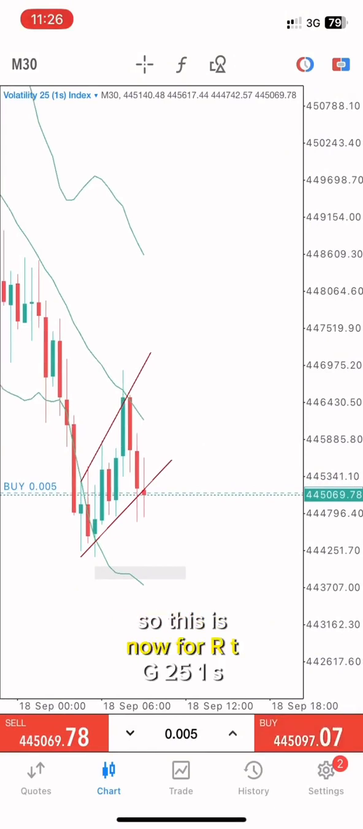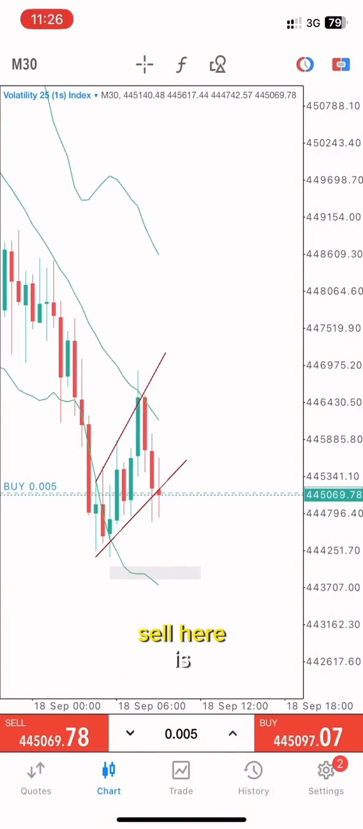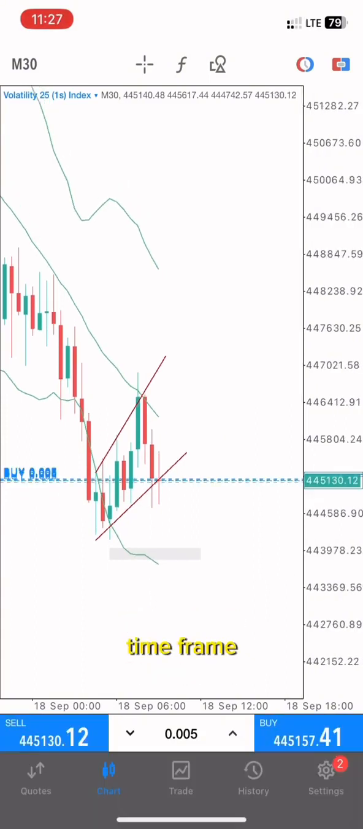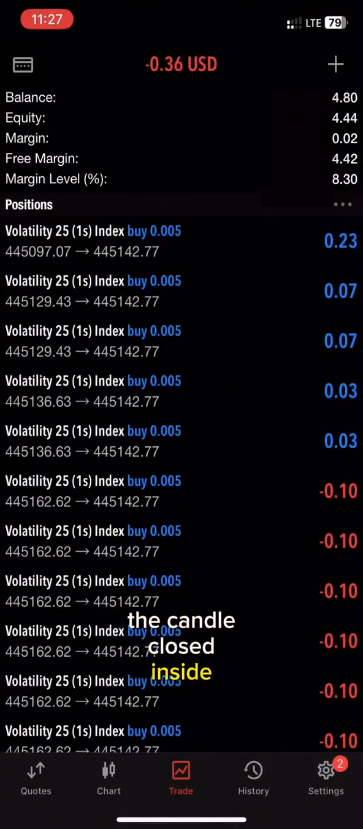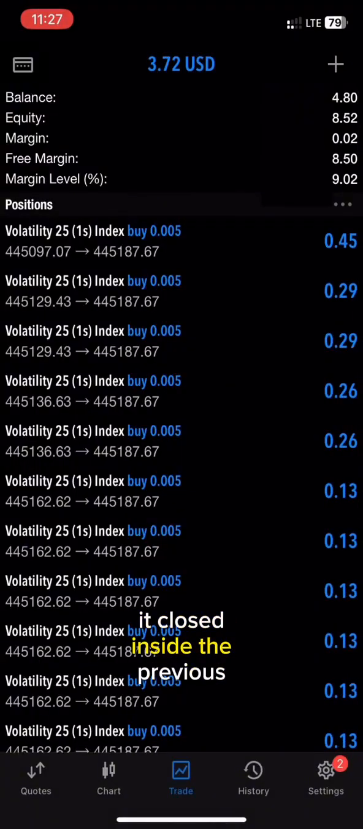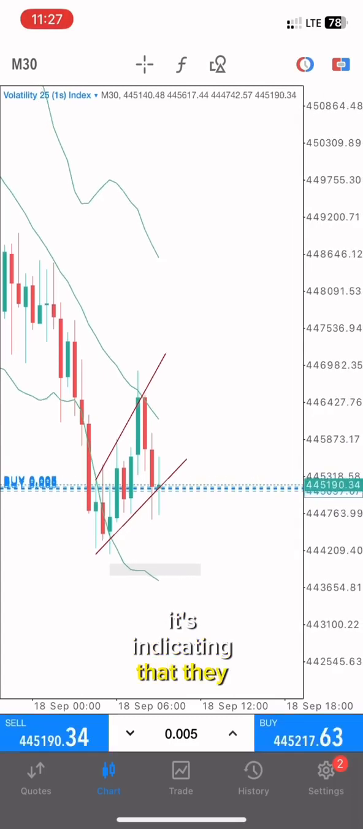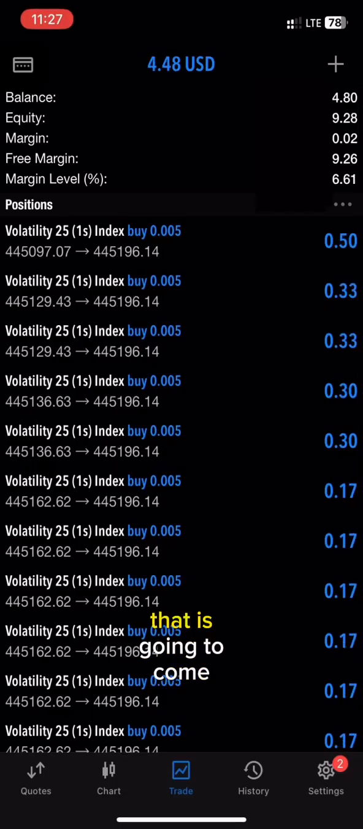So this is now Volatility 25 (1s). The reason why I decided to sell here is the same as the last one. You can see this is the 30 minutes time frame. The candle closed inside the previous candle, which means it's indicating that there's still buying power that is going to come.